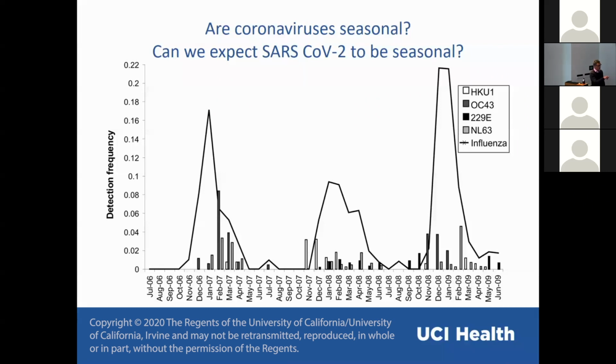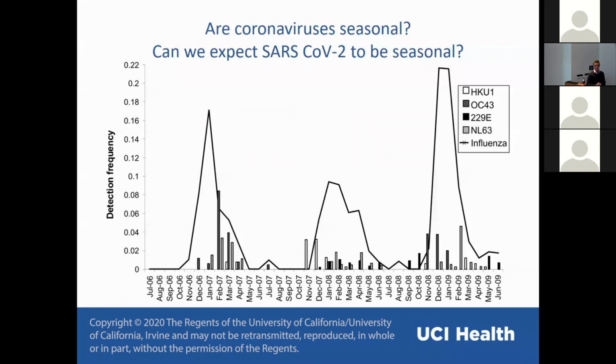What we also see here in the bars are the other human coronaviruses that cause common colds. And you can see that they really track almost perfectly with the incidence of influenza virus. So if this new virus behaves as old coronaviruses do, then we might expect the same sort of trend.